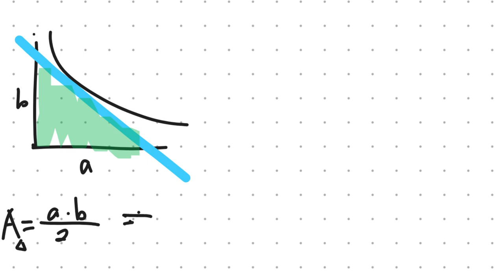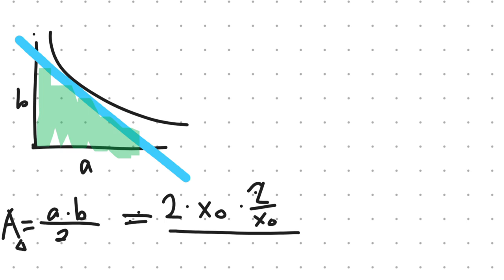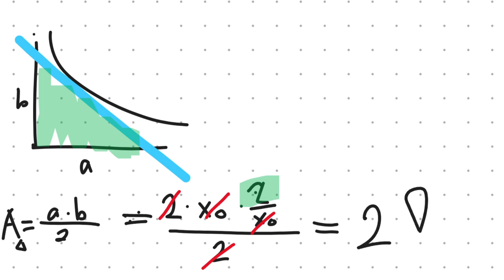So A is equal to, okay, let's see. A is equal to the x length. So it's 2 times x0. Times, we'll get B, which is going to be 2 over x0. And now we're going to divide all by 2. Now what cancels out? Now we see the 2 and the 2 will cancel out, and the x0 and x0 will cancel out. And now you see, wow, the last number which remains is just the 2.